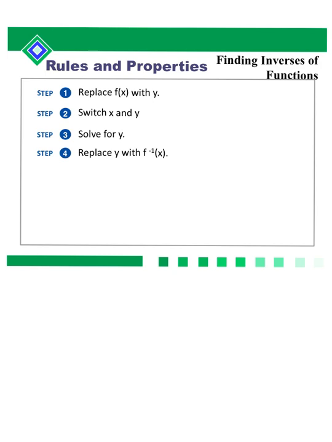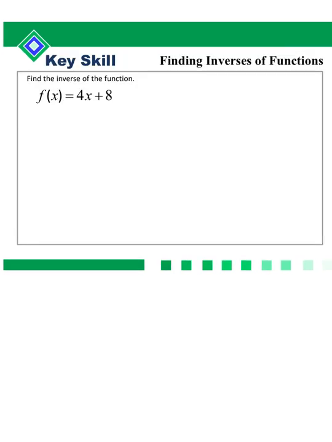Step 1, replace f of x with y, switch x and y, solve for y, and then you use the notation for the inverse. Let's do some examples. So step 1, remember, is to start by writing the domain. This is a line, so the domain of the original is going to be negative infinity to infinity. Now we're going to find the inverse. So this is 4x plus 8.